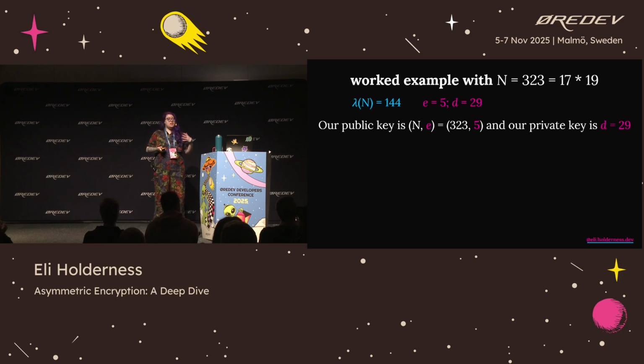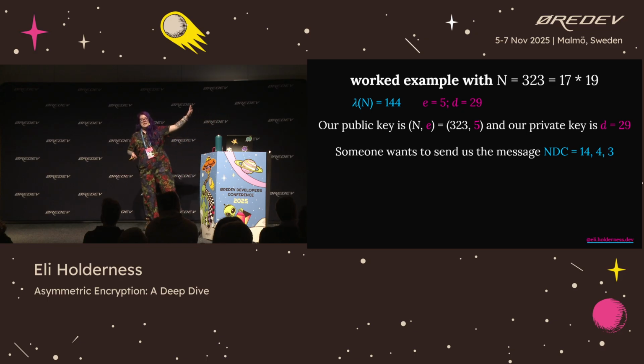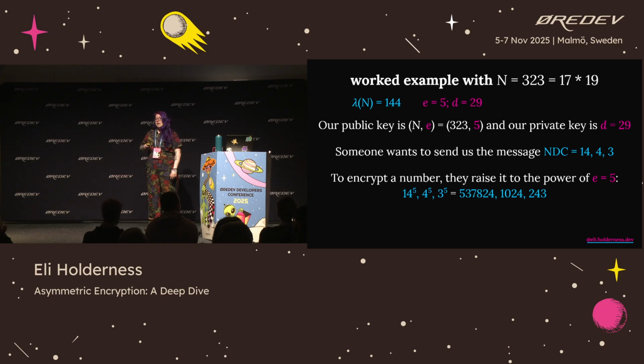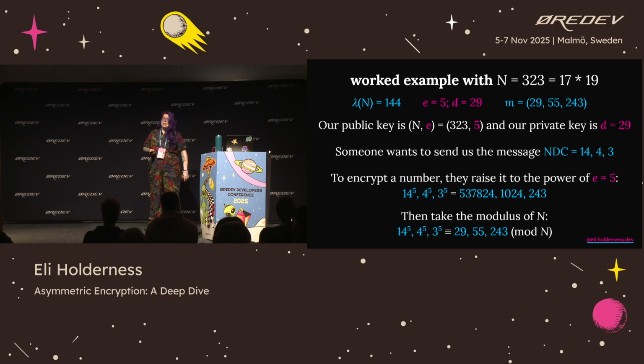So if somebody wants to send us a message. I wrote this talk originally for NDC, which is why it's that example. Øredev was way too long to go through and work out examples for. So they want to send us some arbitrary numbers. In order to send us a message, they raise their numbers to the power of 5, our public key E, and then they take the modulus of the big number. So they're using both parts of the public key. They're raising their numbers to the power of E, and then taking the modulus n. And that's what they send to us.